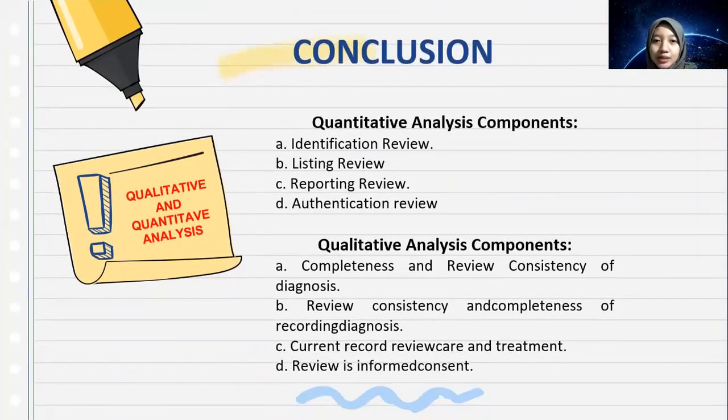Conclusion. Quantitative analysis components: A. Identification review. B. Listing review. C. Reporting review. D. Authentication review. And qualitative analysis components: A. Completeness and consistency review of diagnosis. B. Review of consistency and completeness of recording diagnosis. C. Current record review of care and treatment. D. Review of informed consent.